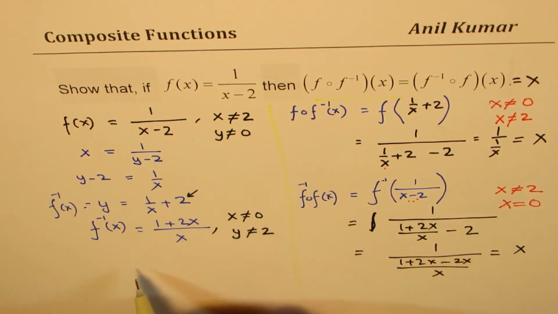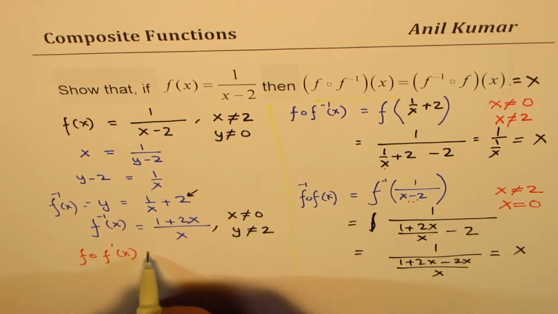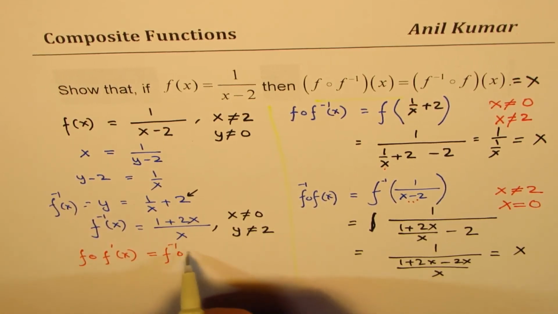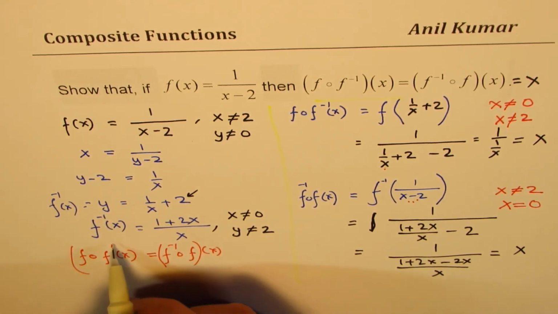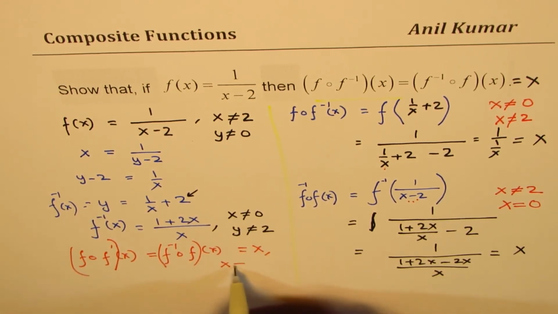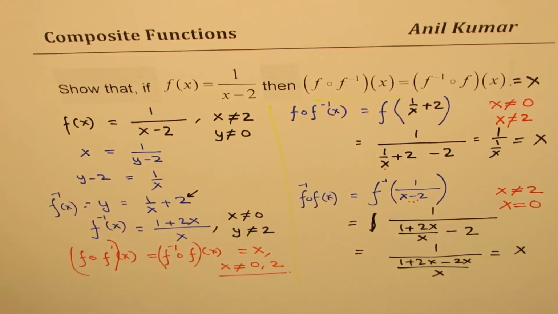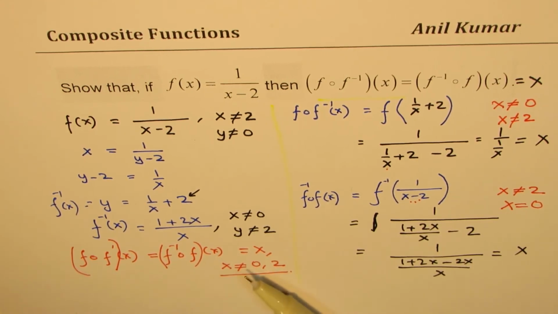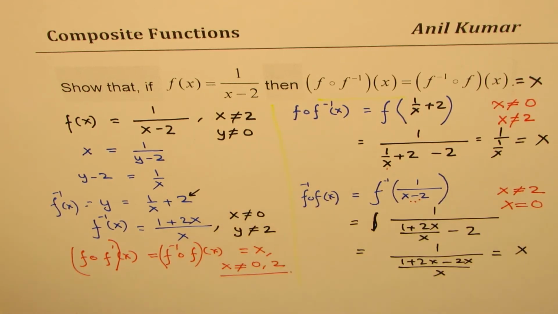Perfect. So what we do right here is that f of f inverse x is equal to f inverse of f x. Is it okay? Okay, so we should write it like this, which is equal to x where x is not equal to 0 and 2. So it's a straight line where there are two holes. One is at x equals 0, the other one is at x equals 2. Correct? It's very important to take care of that restriction. It is not just a straight line. It has restrictions as we had been talking about.